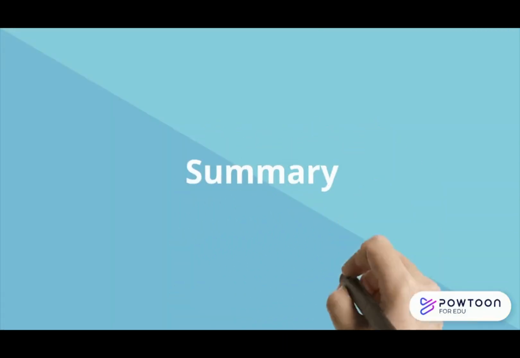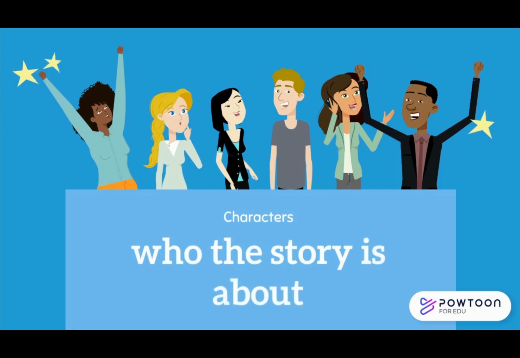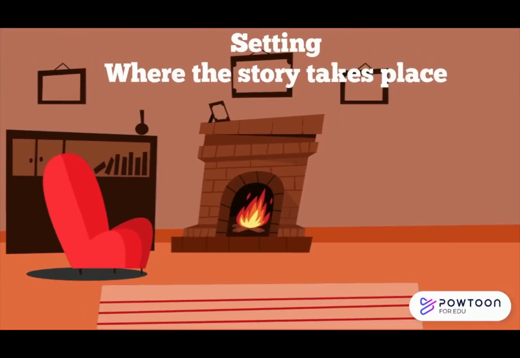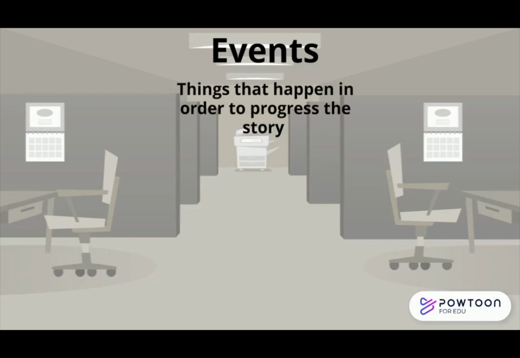Let's take a couple seconds to review and summarize what we have learned today. Today we learned that characters are who the story is about. We learned that setting is where the story takes place. And finally, we learned that events are things that happen in a story.